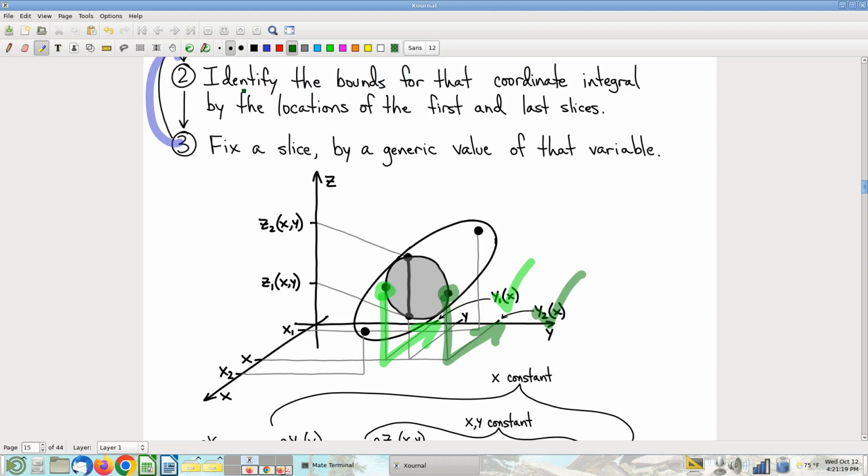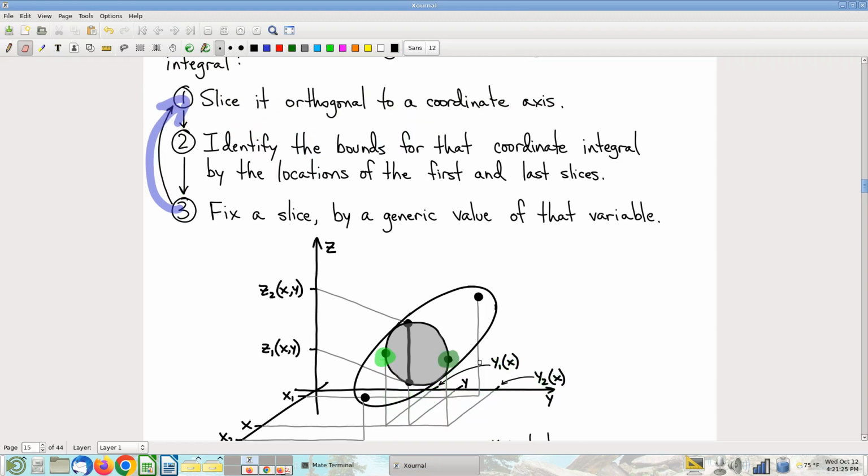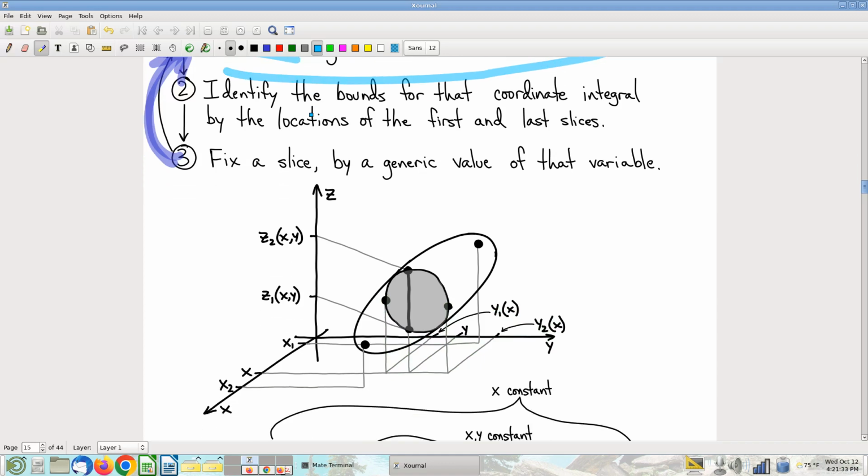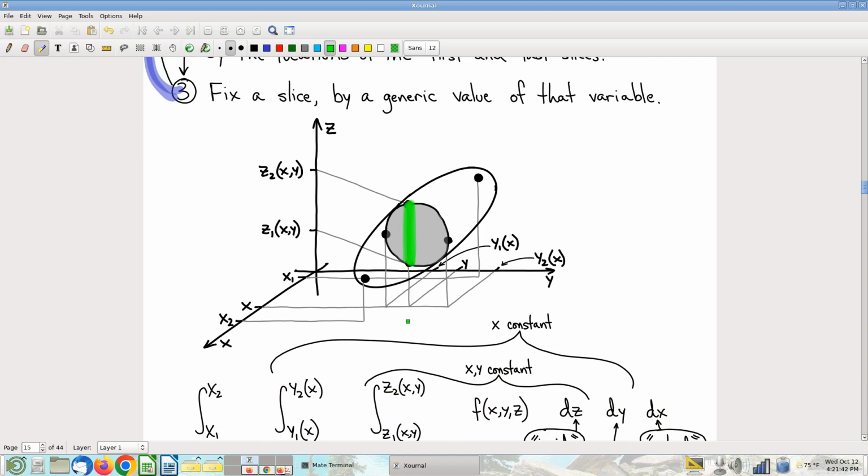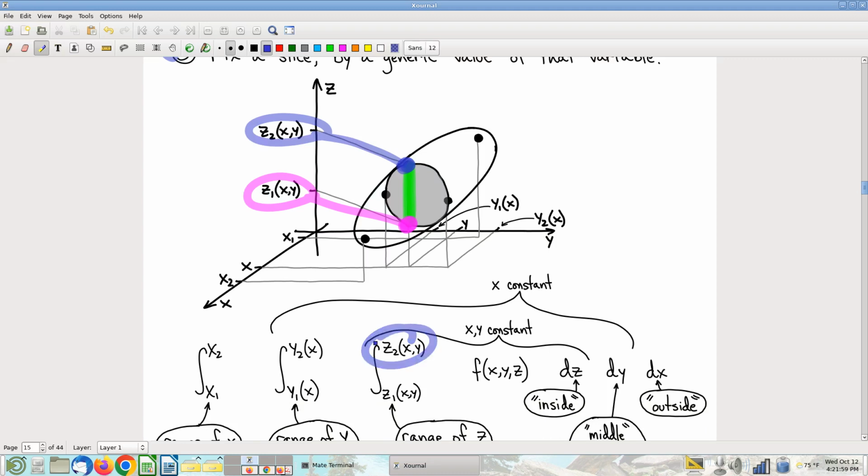Big difference being that we then have to go through and do a third step. So again, back up to the beginning again. And now we're going to slice orthogonal to the last coordinate axis. Our slice of our slice was this. That's our y slice of our x slice. And let's see here. We're going to need to know, where does it start? Where does it end? Well, z starts at that point. That's the lower bound. Z ends at that point. That gives me my upper bound. And you see here, there they are.